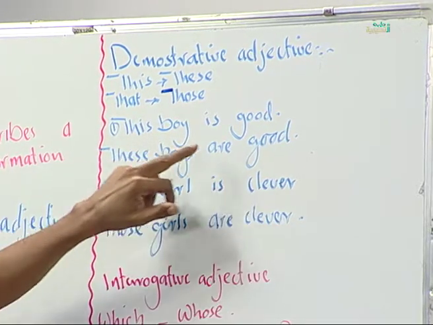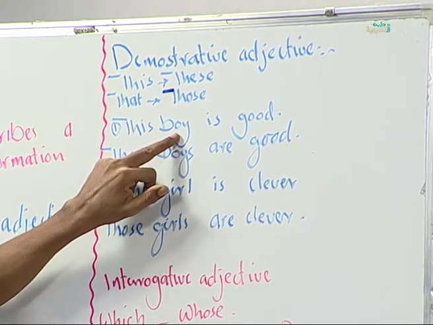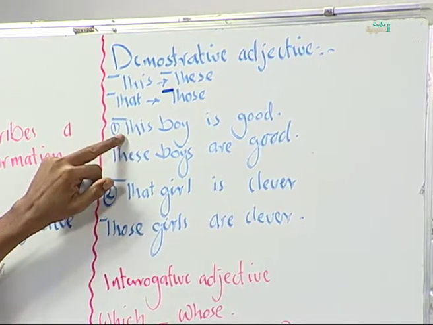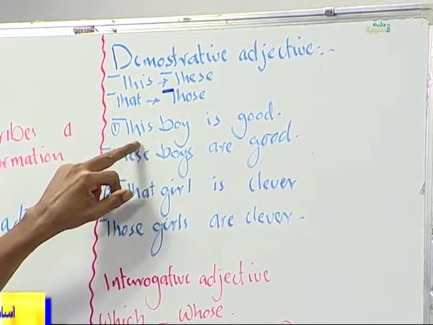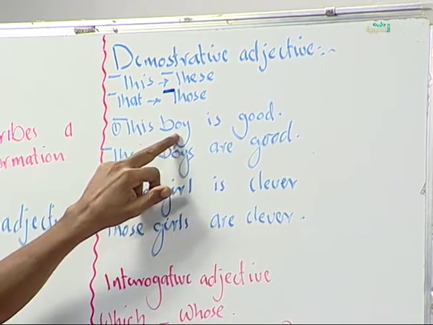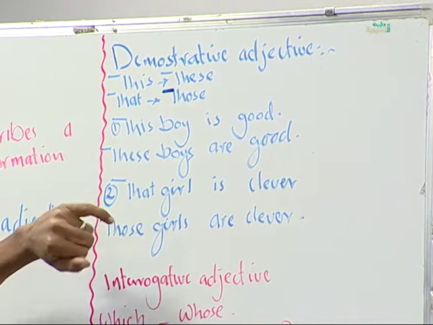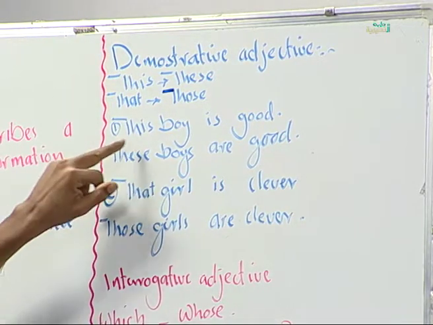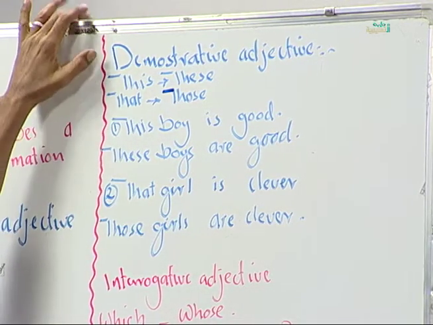For example, this boy is good. Here we talk about, as you see, boy is the noun, and this is our adjective. The type of adjective is demonstrative adjective. As you see, the adjective has to precede the noun. Here, the demonstrative adjective is going to come before the noun which it is going to describe.